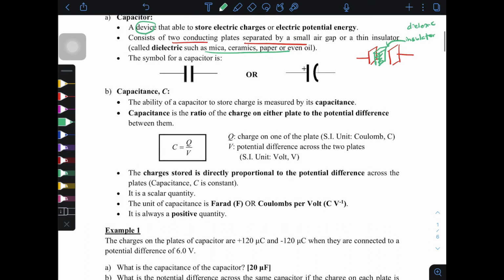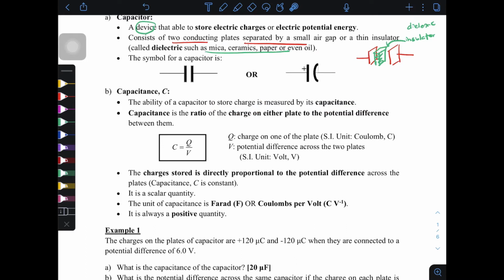And what is capacitance? So capacitance is the ability of a capacitor to store charge is measured by its capacitance. So, capacitor is the device. How the capacitor can store charge, itu sebanyak mana dia boleh store charge dalam capacitor ini, itu ialah capacitance. Okay, so fungsi capacitor, dia boleh store charge. Okay, sebanyak mana charge yang dia boleh store, kita nilai, kita measure menggunakan capacitance.